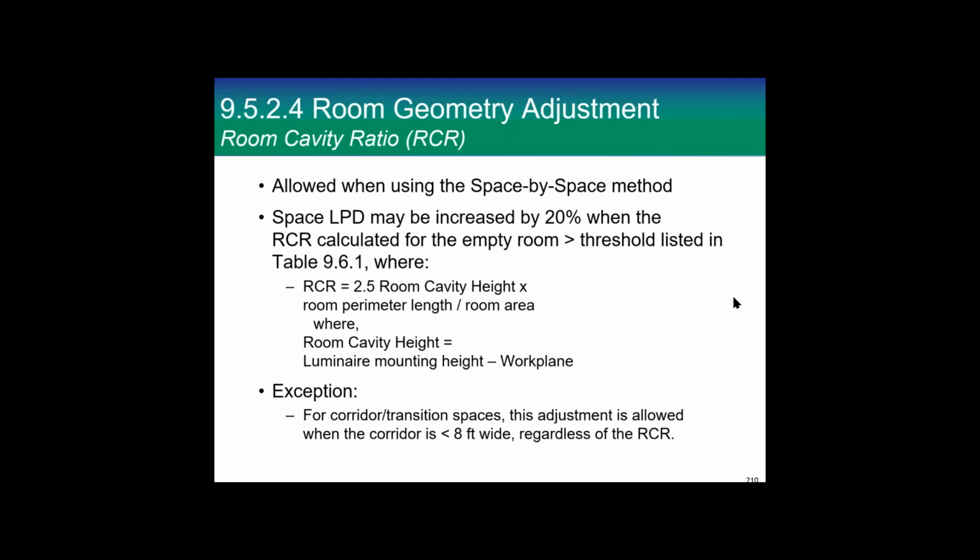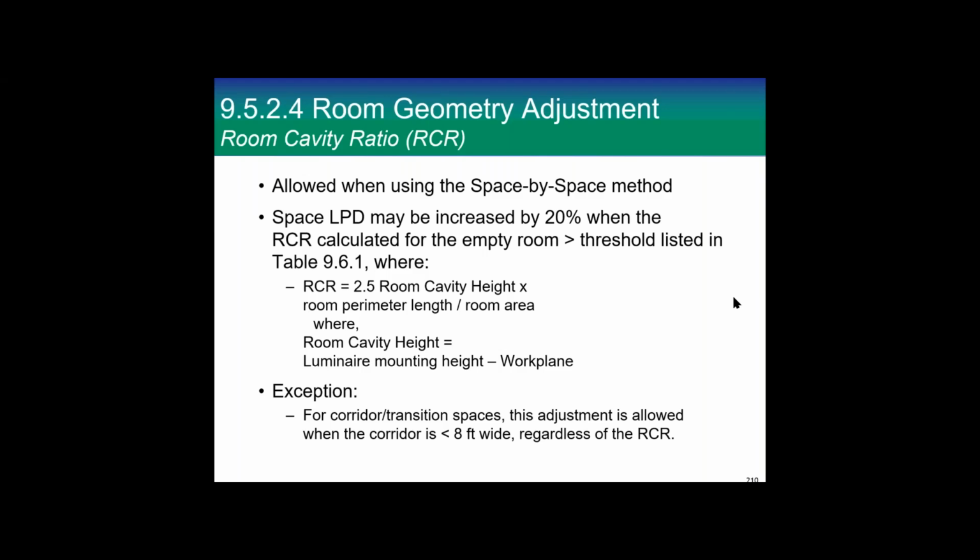So that's a room cavity height times the room perimeter length times the room area, where the height is equal to the luminaire mounting height minus the work plane. So that would be your desktop, something like that.